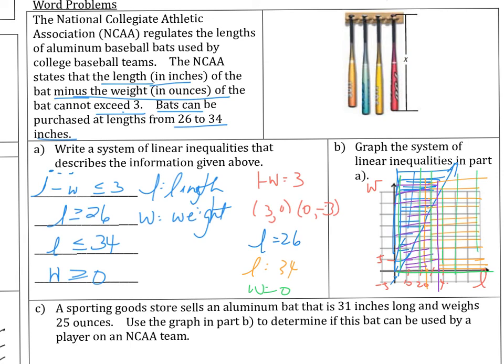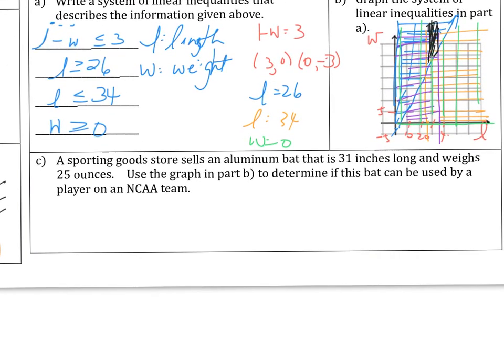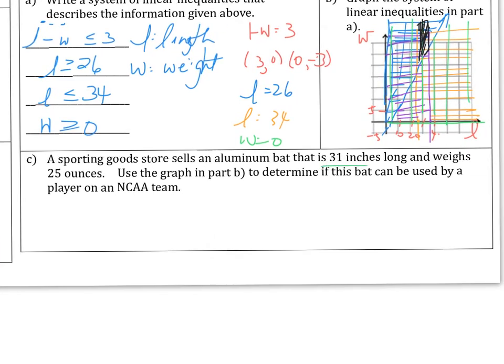So my intersection here of all 4 inequalities would just be this part. Okay, and let's see what the last part of the problem wants us to do. A sporting goods store sells an aluminum bat that is 31 inches long and weighs 25 ounces. Use the graph in part B to determine if this bat can be used by a player on the NCAA team.